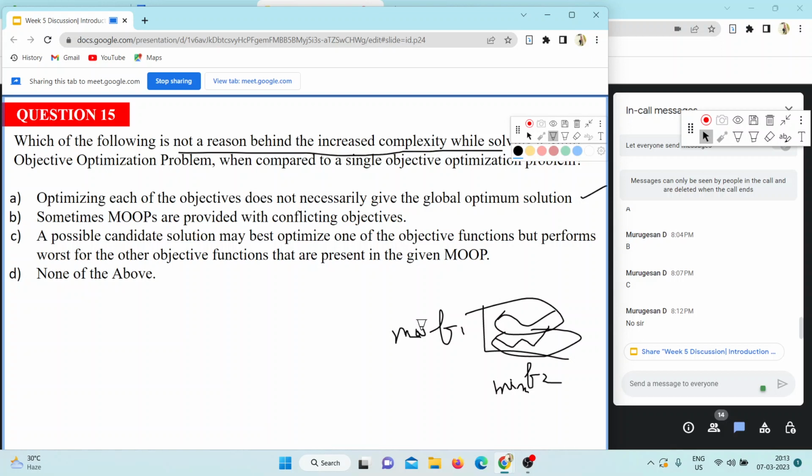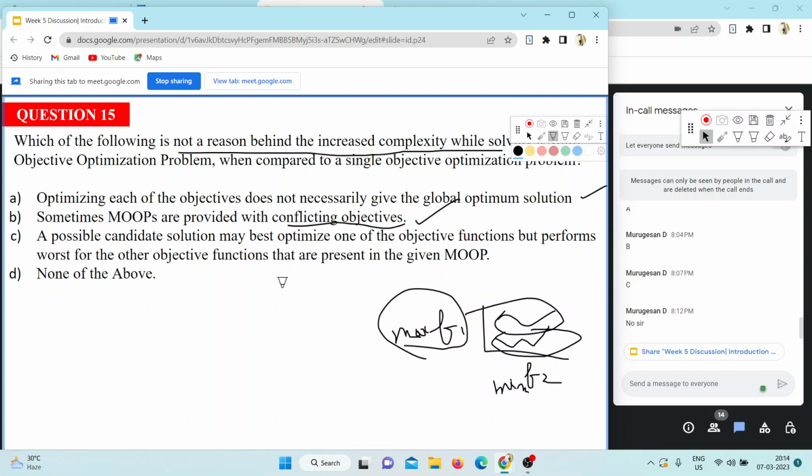So we are putting two objective functions. One we are doing the minimum operation, and then one we are concerned with maximum operation. So actually this is a conflicting objective. So this is also true. A possible candidate solution may not best optimize the function, but may best optimize for one objective function, but perform worst in the other.